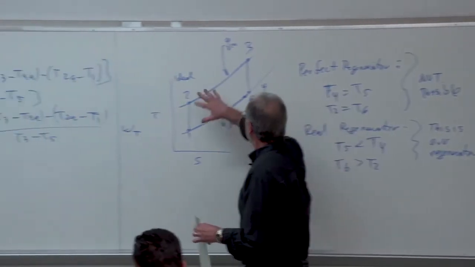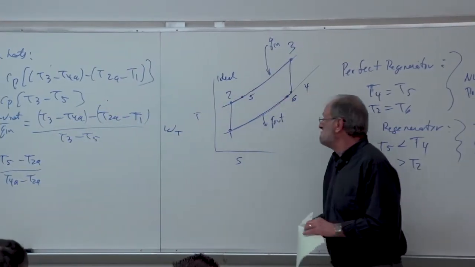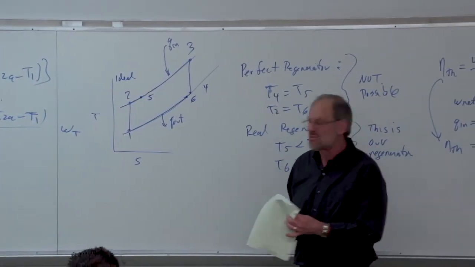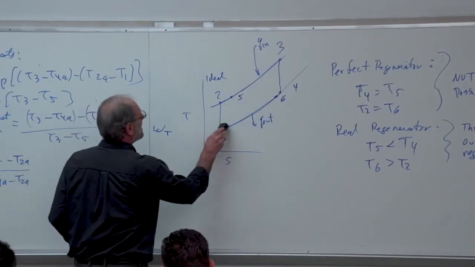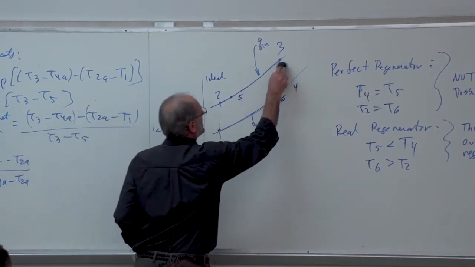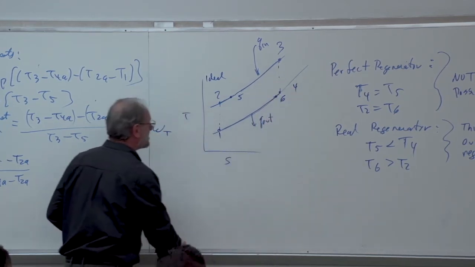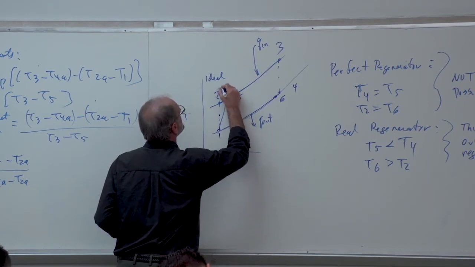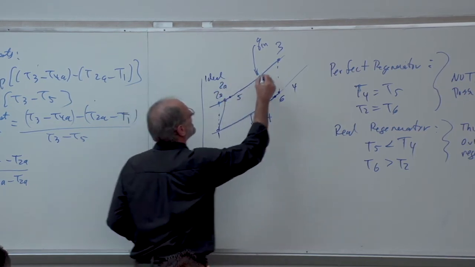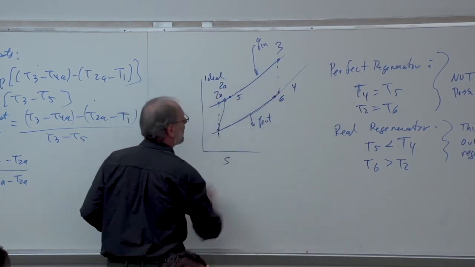Now, should I have rewritten the TS diagram? It wouldn't hurt. We don't absolutely have to, but maybe I will, because I can do it pretty quickly. I'll turn these solid lines into dashed lines. Here's T2S. Here's T2A. Here's 4S.